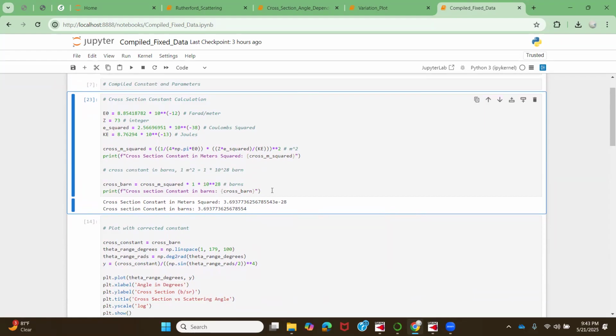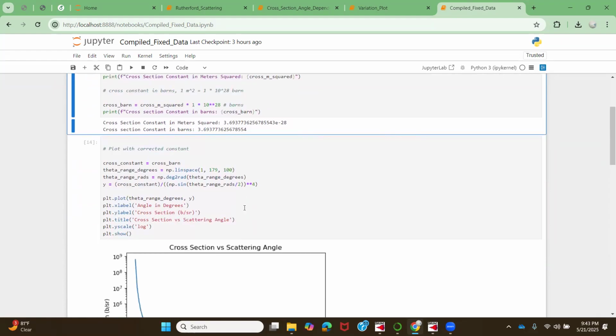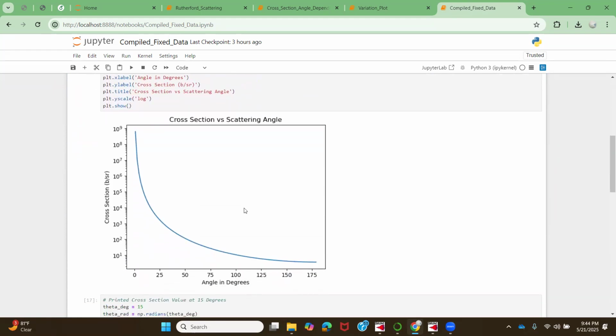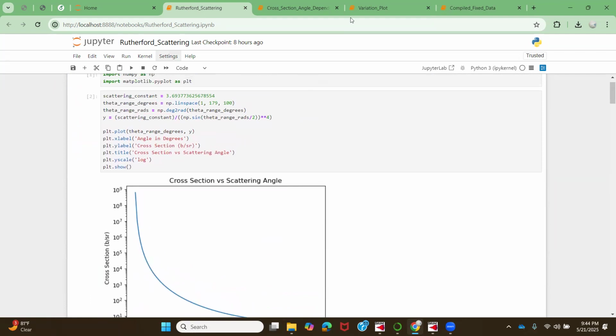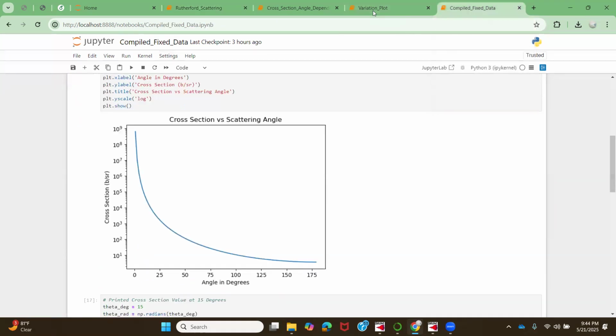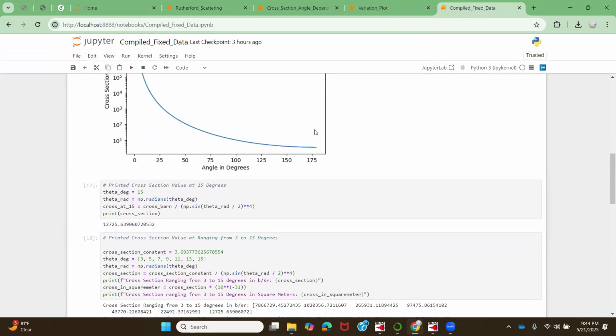Once I was able to get this correct cross section in barns, I redid the cross section versus scattering angle plot. As you can see, this is similar to the plot we talked about in the last video. However, on the y-axis, you can see that the cross section is now on the top end at 10 to the 9 barns per steradian, whereas on my other data calculation, which I think I have here, I'd already changed it, but the other one was not similar. They were off by a lot, but that's okay. Failure is a part of the game.